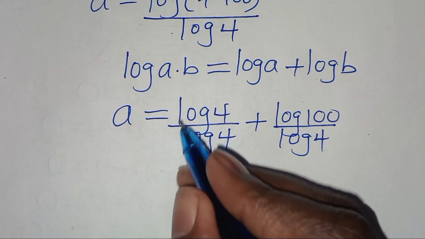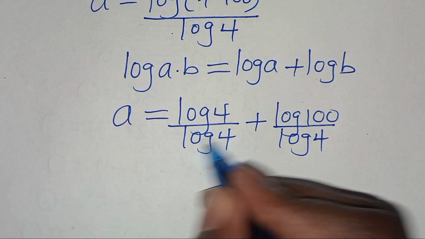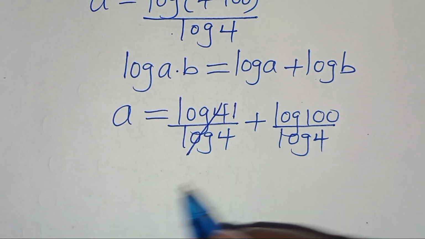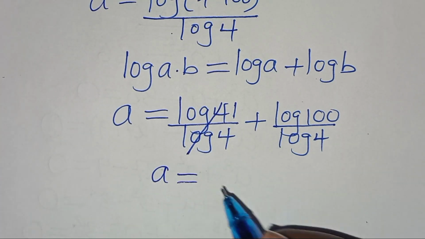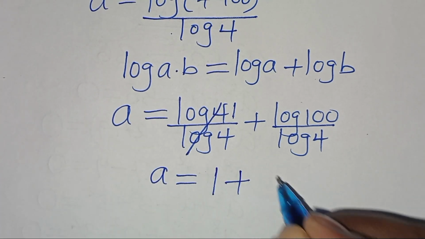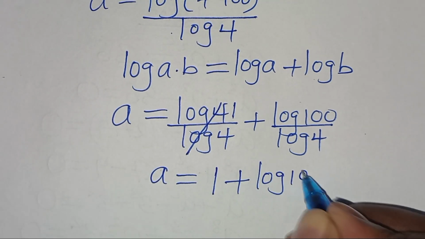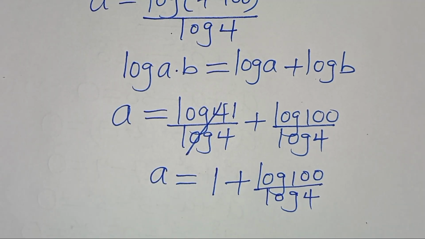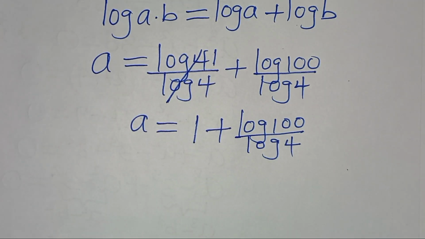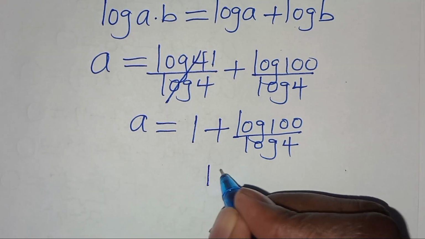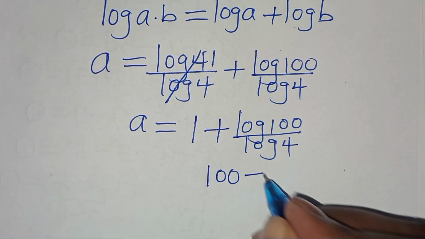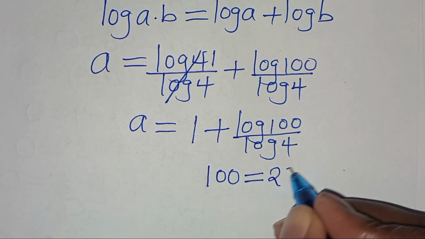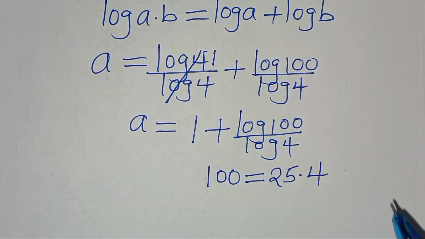The next step is to simplify here. Log 4 divided by log 4 is 1, so that a is equal to 1 plus log 100 over log 4. The next step is that we can express 100 as 25 times 4.